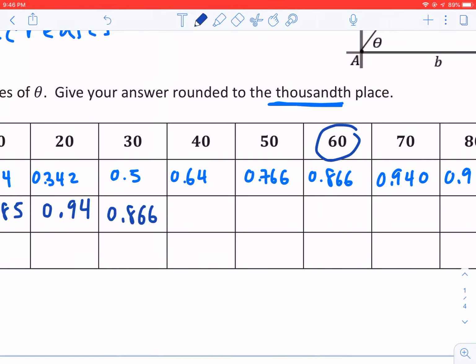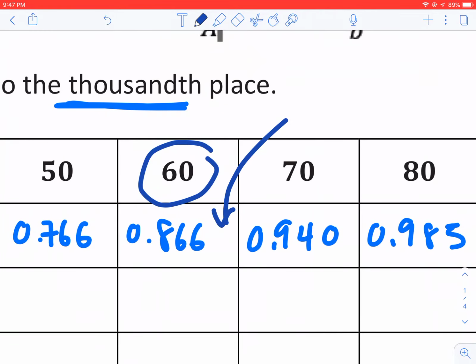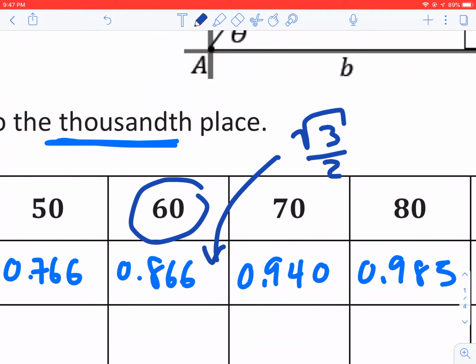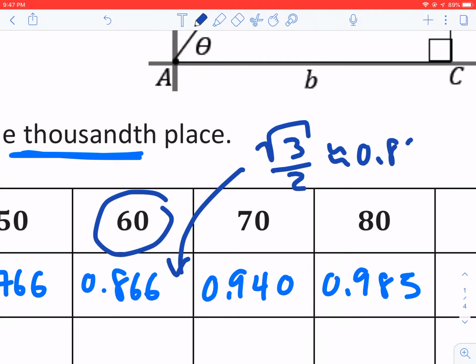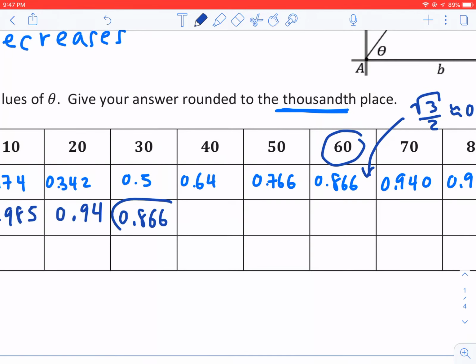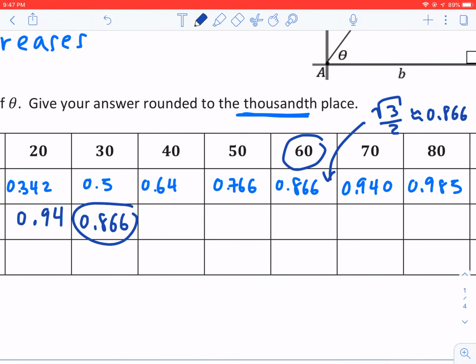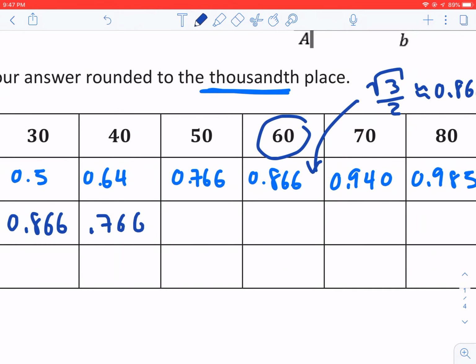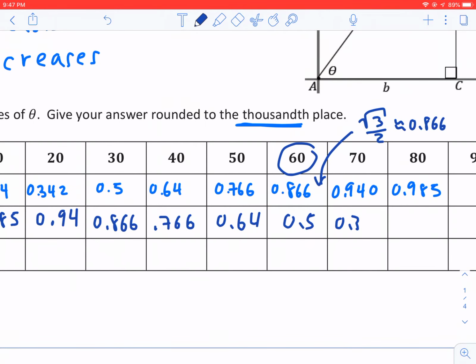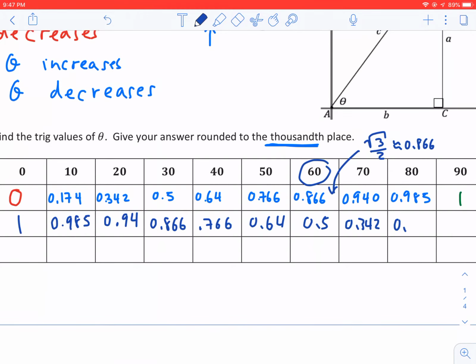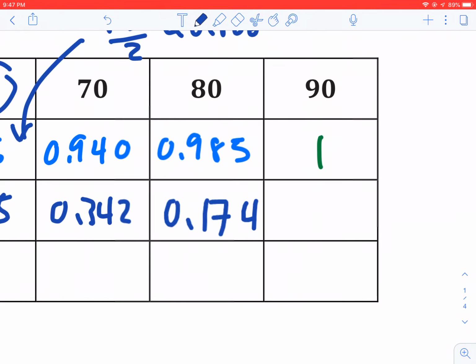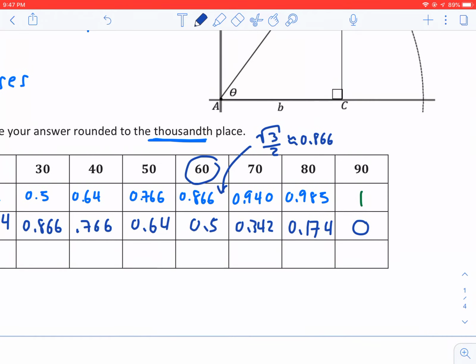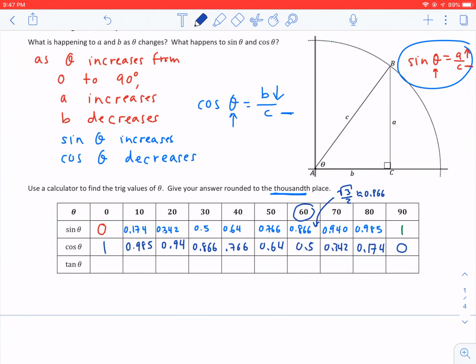And by the way, sine of 60 degrees, we should know the exact value for this. This is radical 3 over 2, right, which is approximately equal to 0.866 from our special right triangles. And cosine of 30, also radical 3 over 2. 50 and 40, this will be 0.766, 0.64, 0.5, 0.342, 0.174, and see if we can make sense of cosine of 90 being 0, right? The B value is going to be pretty much 0 at that point, and so there we go. Those are the values we're going to be getting.